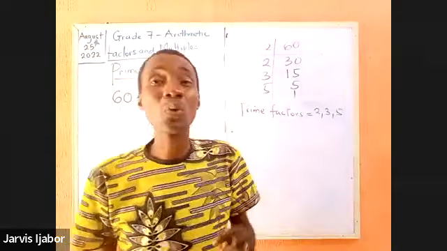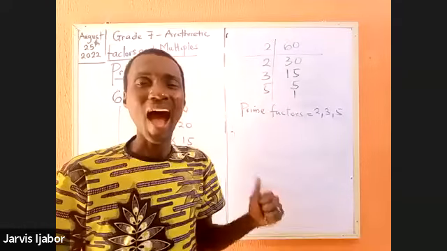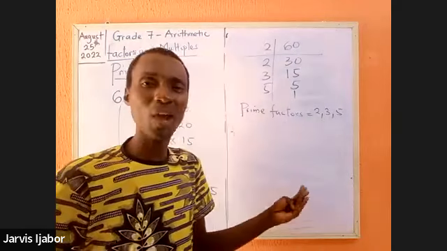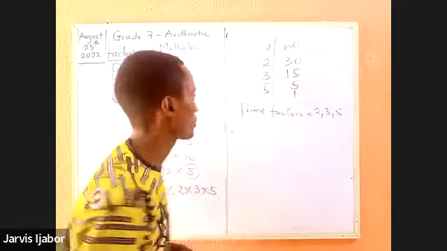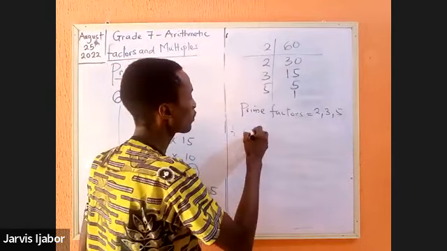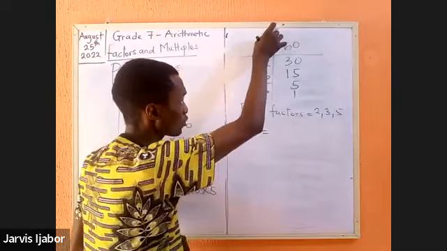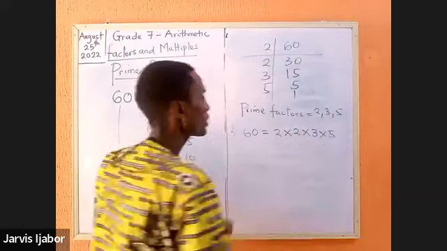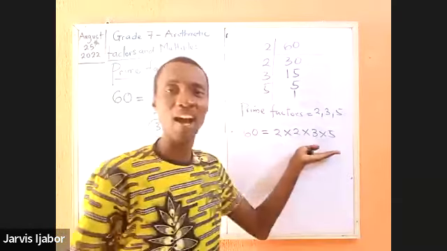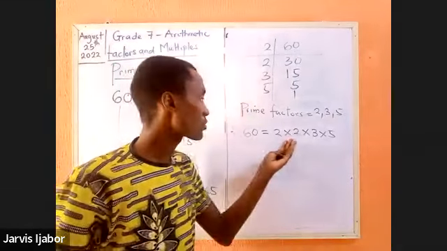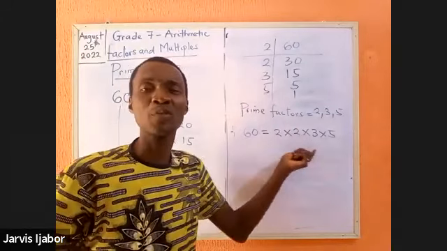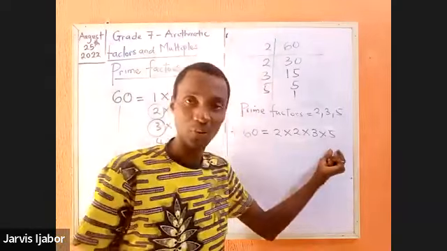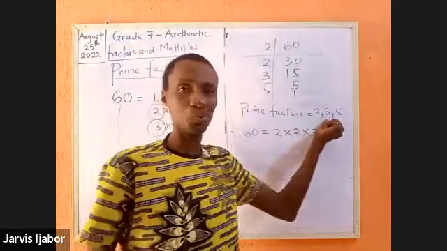You can be asked to write the number as a product of its prime factors. So if we are told to do that, 60 will now be equal to what? I will just write out all these numbers I have here, multiplying themselves. So this is what is called the product of the prime factors, the product of the number in terms of its prime factors. This is the prime factors of this number.